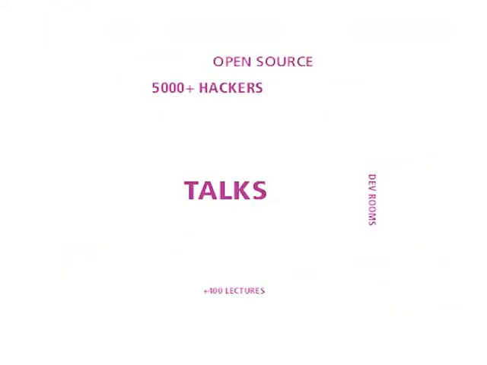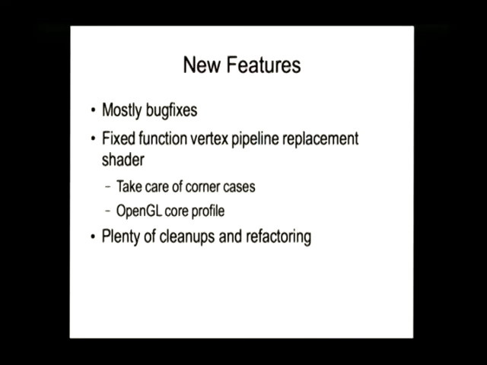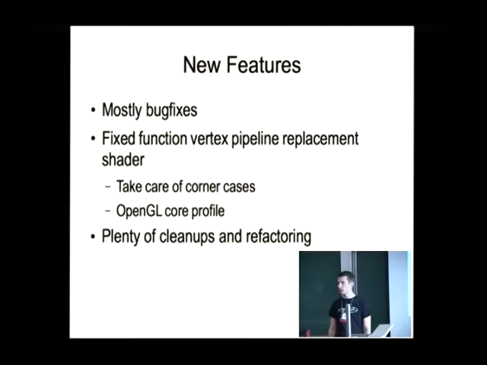So, what's new in our Direct3D code? Not too much from a user point of view. There have been plenty of bug fixes. We now have a fixed function replacement pipeline with a GLSL vertex shader, which allows us to take care of some corner cases that OpenGL fixed function doesn't support. And it's one more step towards being able to use the OpenGL 3 core profile. But there are still many more things to fix for that.